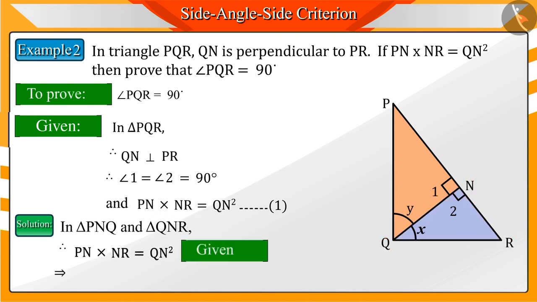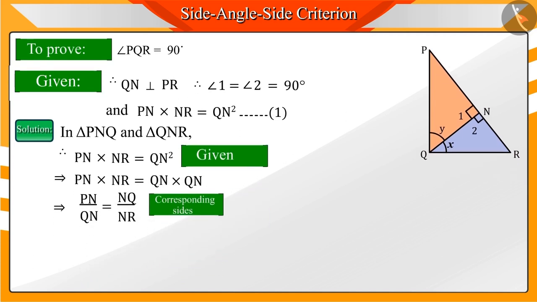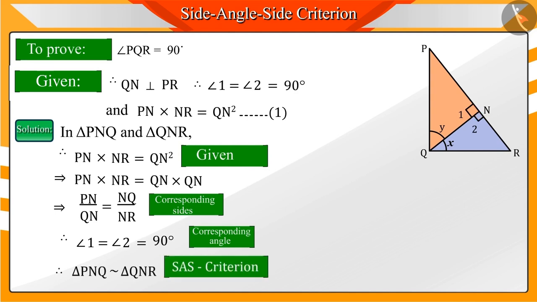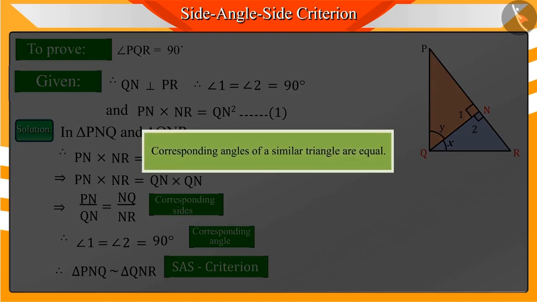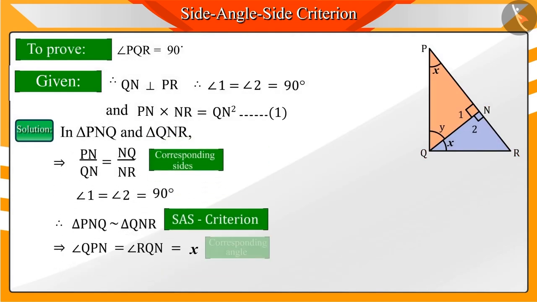From equation 1, we can say that corresponding sides PN by QN and NQ by NR are proportional to each other. We know that the corresponding angles 1 and 2 are equal. Hence, by the SAS criteria, we can say that PNQ and QNR are similar to each other. Because we know that the corresponding angles of similar triangles are equal, we get equation 2.